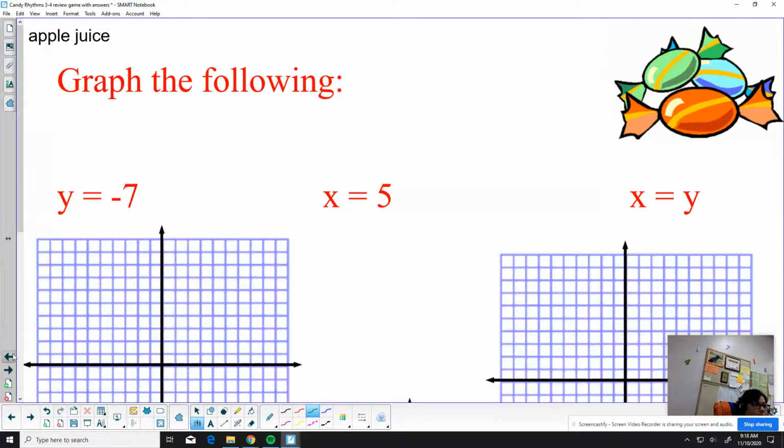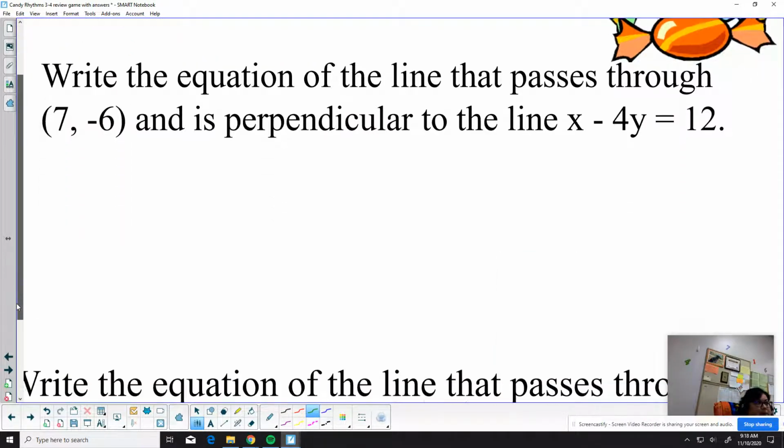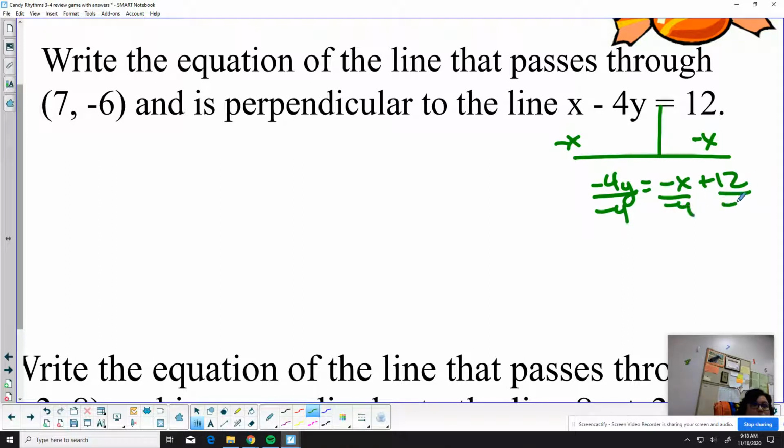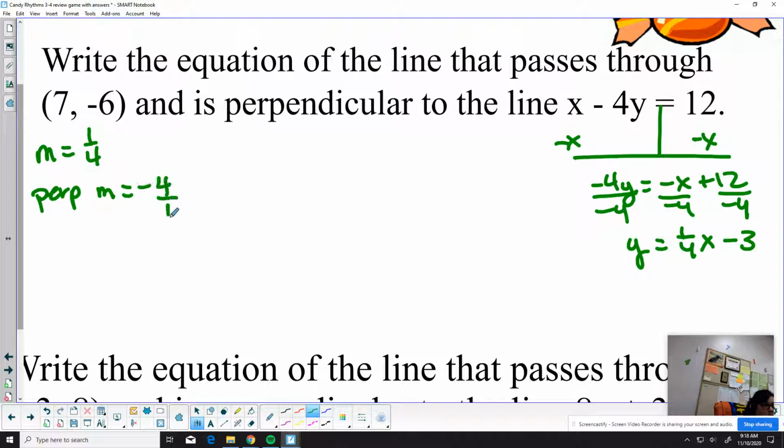They're super similar to these, but instead of using the same slope, you flip it and change the sign. So here I'm going to have to subtract x. I've got to solve for y first and divide by negative 4. So that's y equals 1/4 x minus 3. So my slope is 1/4, and my perpendicular slope is negative 4 over 1. So now I'm going to use this slope, not this one.